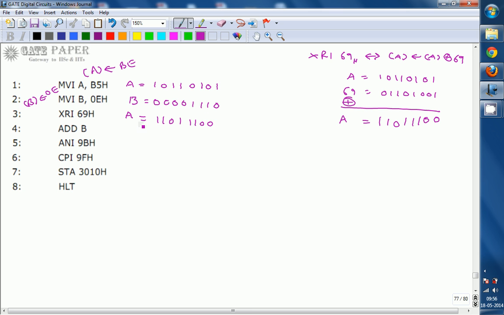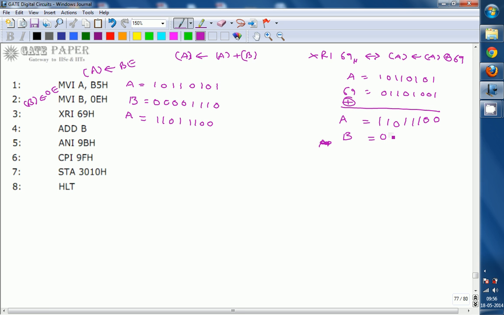Okay, and next ADD B. The ADD B instruction, what is it doing? After ADD B, the accumulator is going to be loaded with the addition of the accumulator contents and the B register. So A and B get added, and the result is stored again in the accumulator itself. The A value is already available, so ADD B. The B value is known, that is 0E.